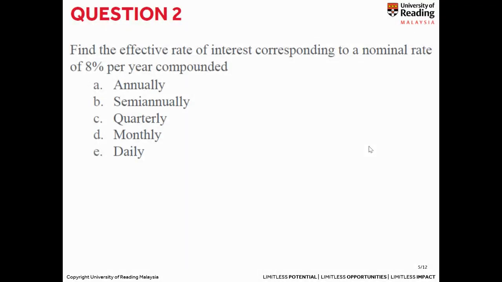For the same questions, find the effective rate of interest corresponding to a nominal rate of 8% per year compounded annually, semi-annually, quarterly, monthly. You still remember that annually M is 1, semi-annually M is 2, quarterly M is 4, monthly M is 12, daily M is 365. Okay, please pause the video until you have solved all the 5 parts.